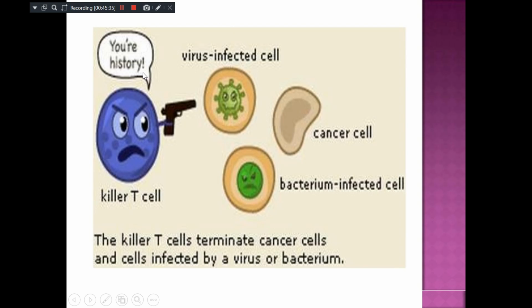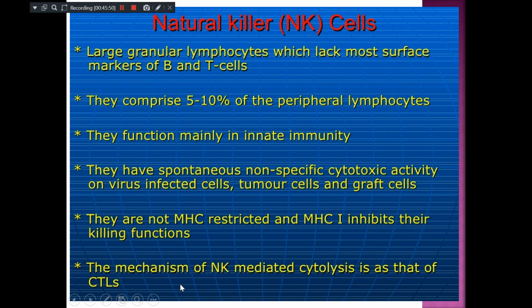See, this is especially the killer T cells. If the cell is infected or a cancer cell, or a bacterially infected cell, the killer T cells terminate the cancer cell and cells infected by virus or bacteria. Especially I am talking about the natural killer cells, the third type. These are large granular lymphocytes. But on the surface, they lack the markers like B and T cells.